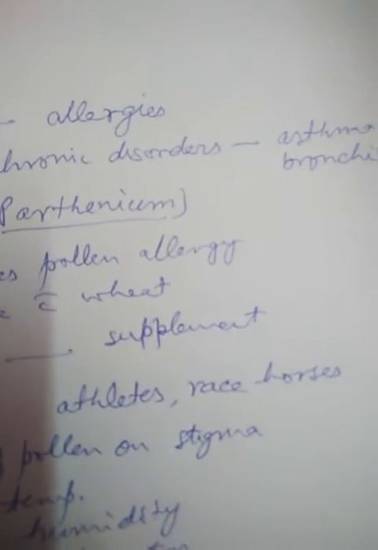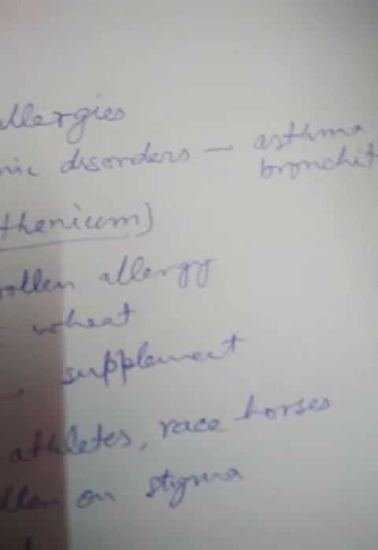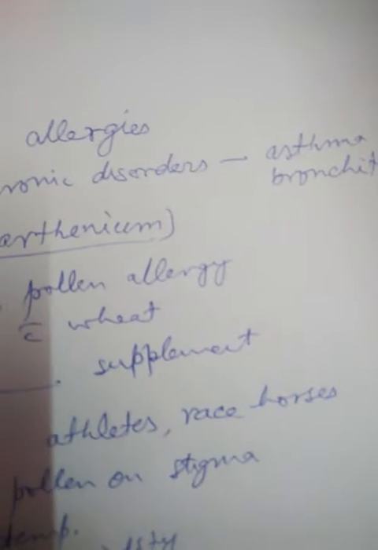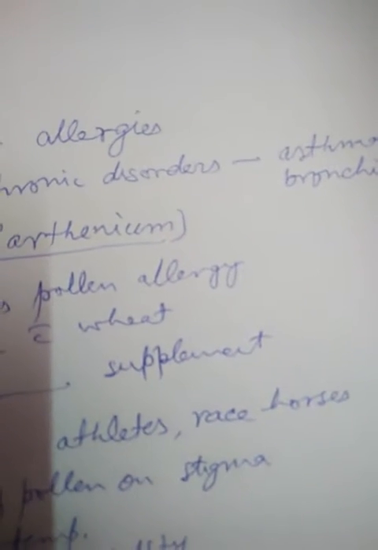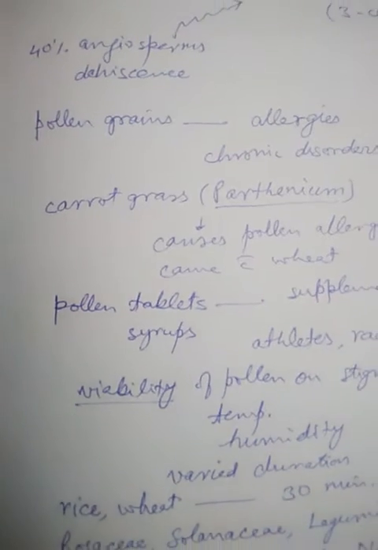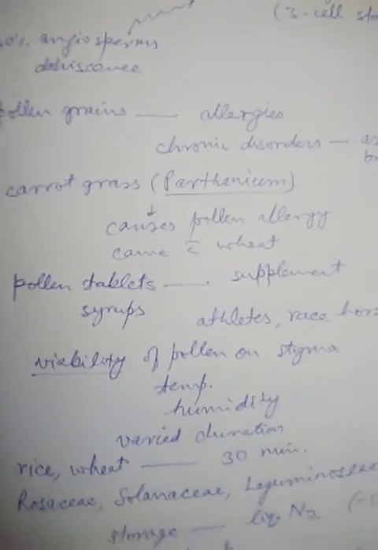So if you see in this figure in your textbook, you will see that many tablets, many syrups, are sold by many brand names in many developed countries including Britain, US, etc. Okay, so pollen tablets, pollen syrups, they are taken by athletes.